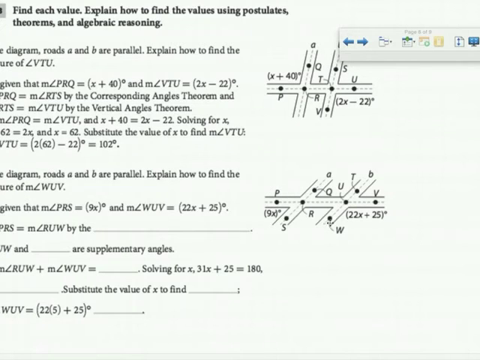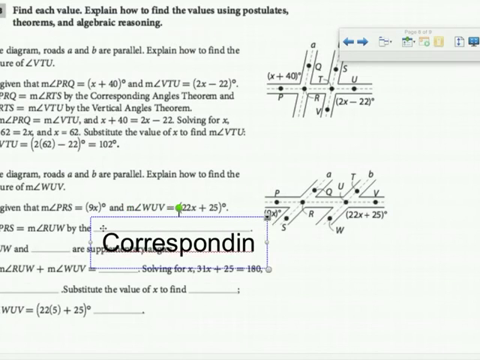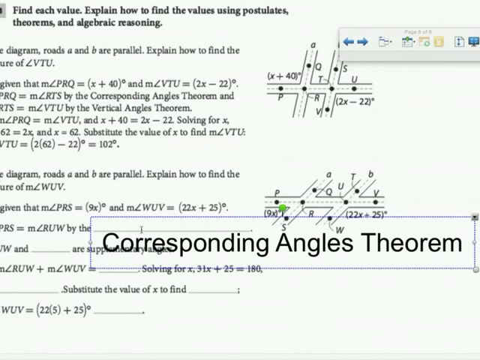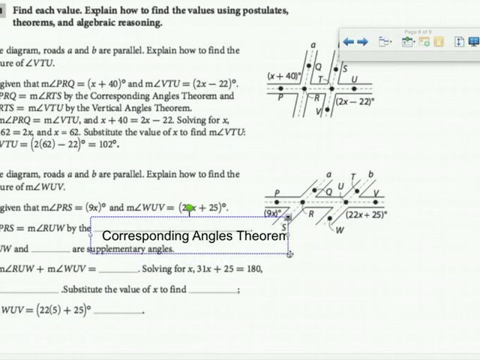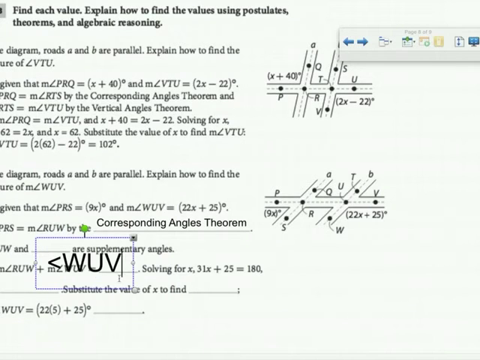In part B of this example, we are given that PRS is 9x. We are given that WUV is 22x plus 25. And we know that angle PRS is equal to angle RUW because they're corresponding angles. So that's the corresponding angles theorem. We know that RUW and WUV are supplementary angles. So that means that when I add them together, it equals 180.